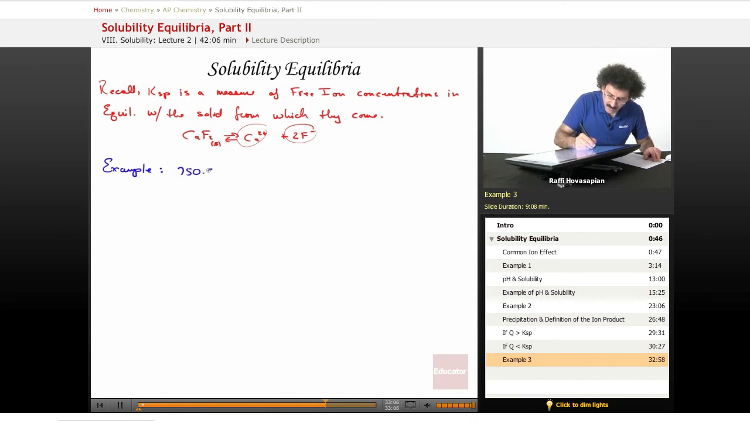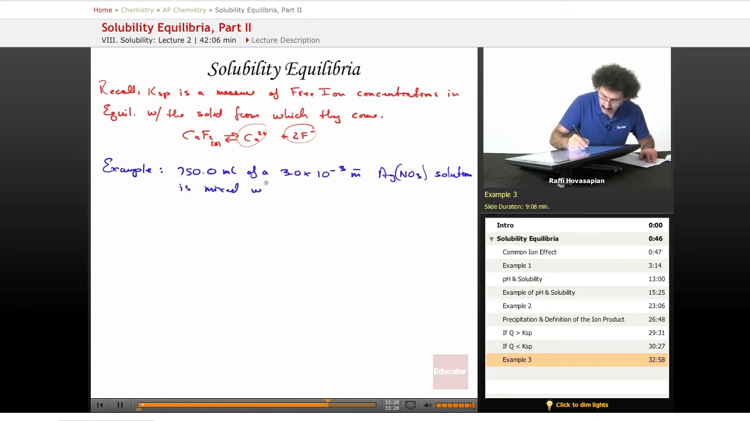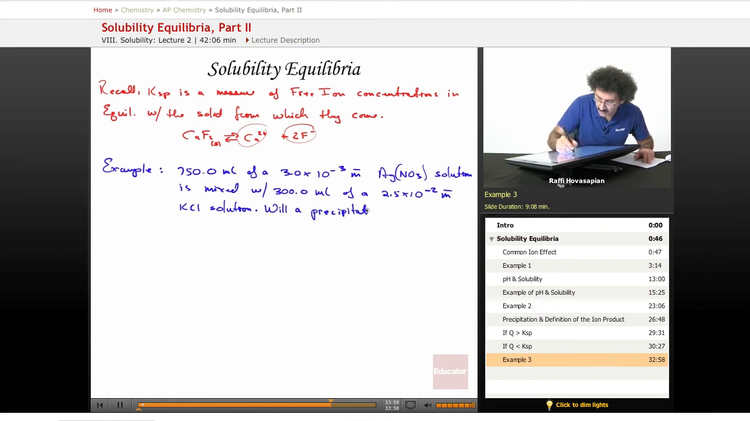Example: 750 milliliters of a 3.0 times 10 to the negative 3 molarity silver nitrate solution is mixed with 300.0 milliliters of a 2.5 times 10 to the negative 2 molar potassium chloride solution. Will a precipitate form? Okay.